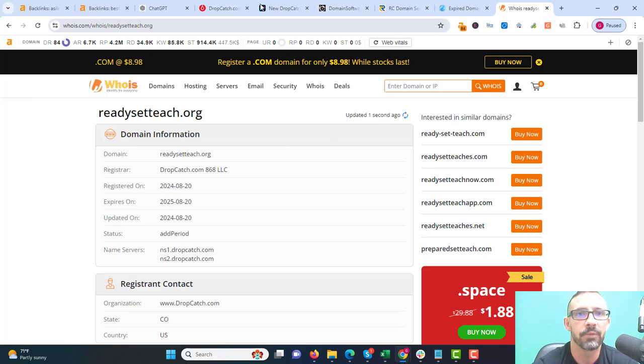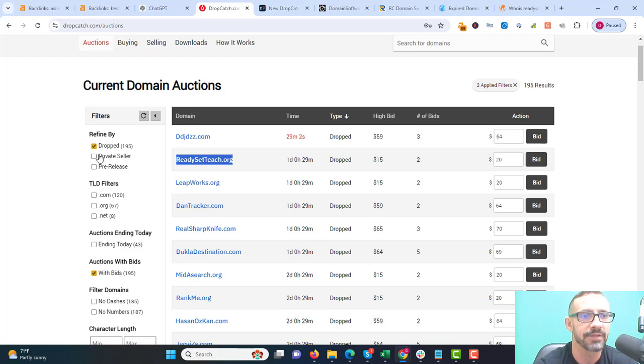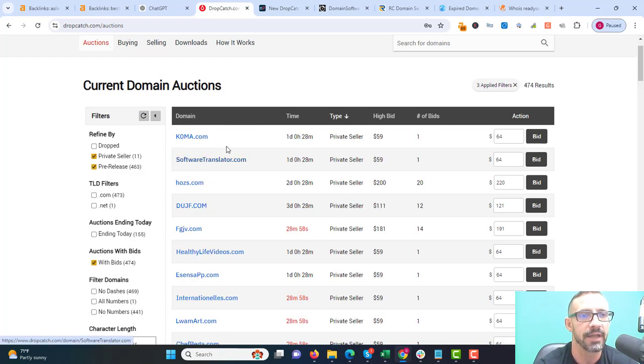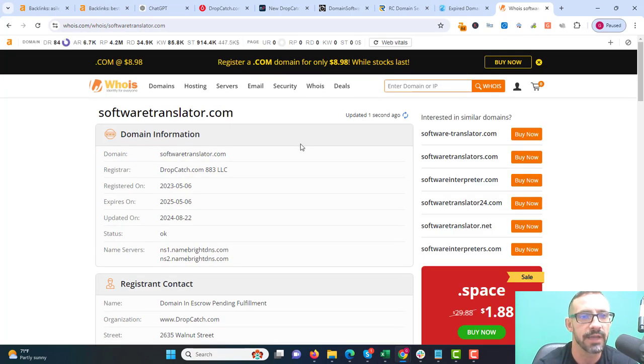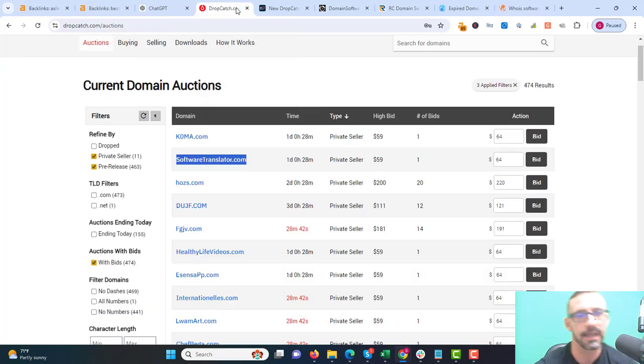Now, if we go back here and we do either private seller or pre-release, these right here are not going to reset. So if I do these two here and I check the domain in the whois, these domains do not get the whois reset. As you can see, this one's still a year old, a little over a year old. So that one's not old, but still, it didn't reset. That's the main thing we're looking at here.